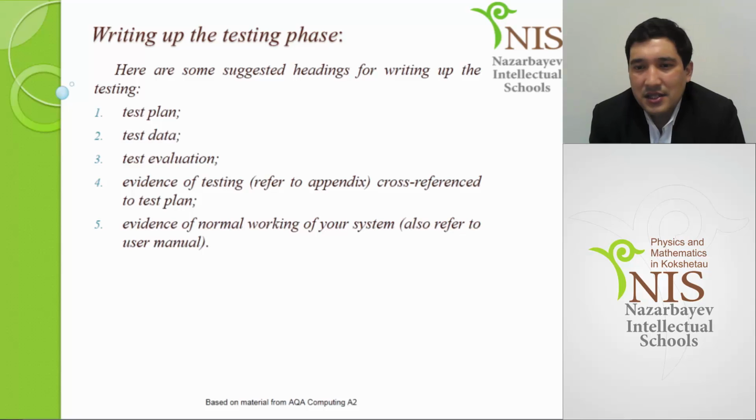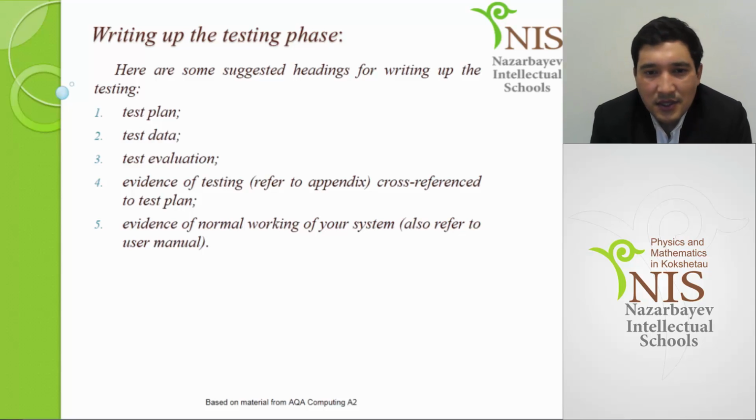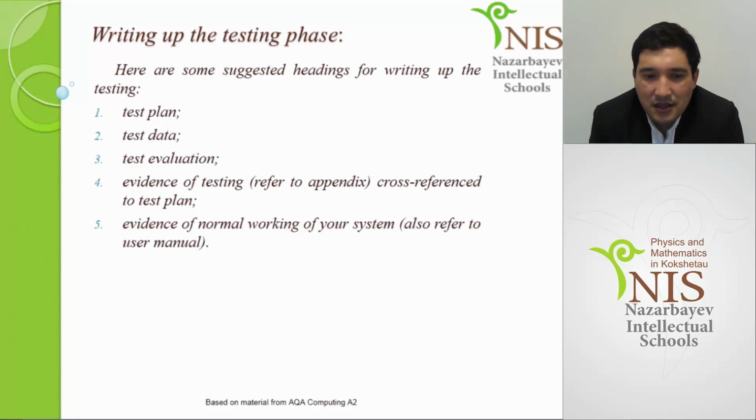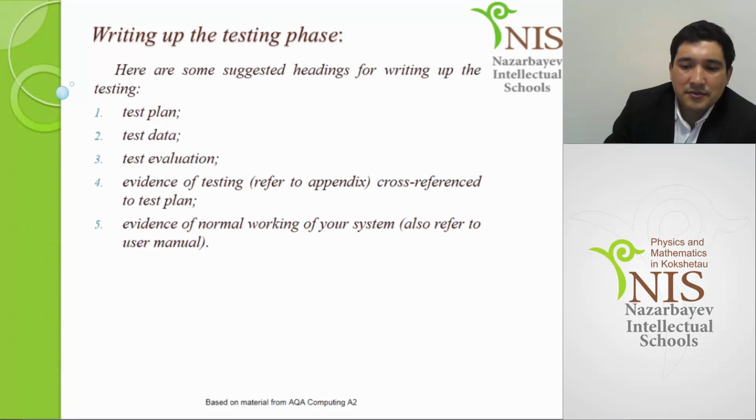Writing up the testing phase. Here are some suggested headings for writing up the testing. First, test plan. Second, test data, test evaluation, evidence of testing, referring to the appendix, cross-reference to the test plan, and fifth, evidence of normal working of your system, also referring to the user manual.